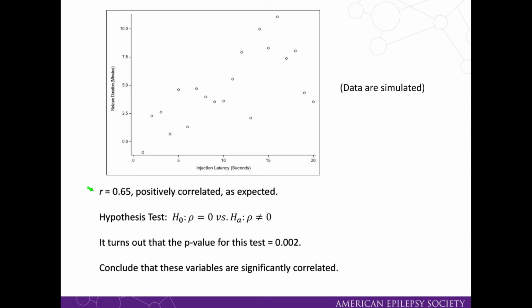So these are points where this is seizure duration on the y-axis and injection latency on the x. The correlation coefficient is 0.65. They're positively correlated as expected. The hypothesis test is typically rho equals 0. In other words, you say there's no correlation versus the alternative that there is correlation. In other words, it is non-zero. Turns out the p-value for this test is 0.002. So the conclusion is that these variables are significantly correlated.